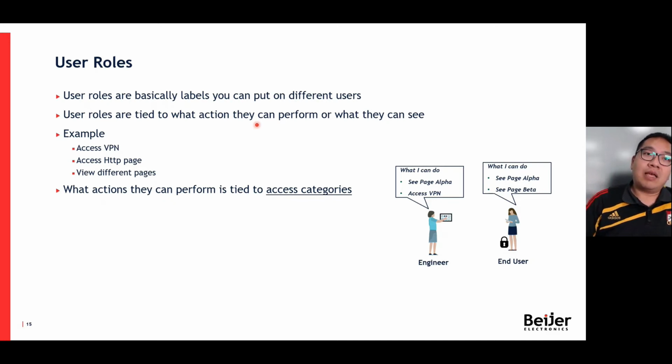Some examples of these actions or things that you can see would be whether they can access the VPN, so they can connect VPN to the end devices at the site, whether they can access different HTTP service pages that you have created, or the different dashboard pages you have when you click into a router on the platform page. What actions they can perform is tied to access categories. Don't be too worried right now. We'll go through that in detail.